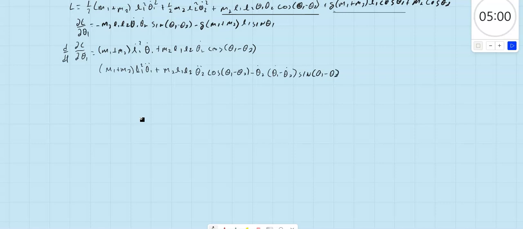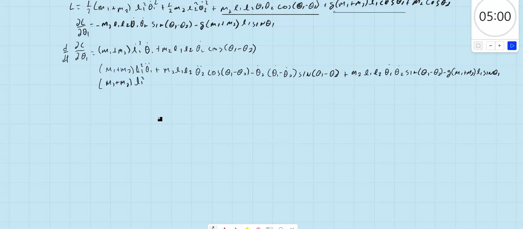Now I'm going to get a theta 2 dot squared from here, and plus, let me put right here, plus my potential, which is plus m2 L1 L2 theta 1 dot theta 2 dot sine (theta 1 minus theta 2) minus g (m1 plus m2) L1 sine theta 1.